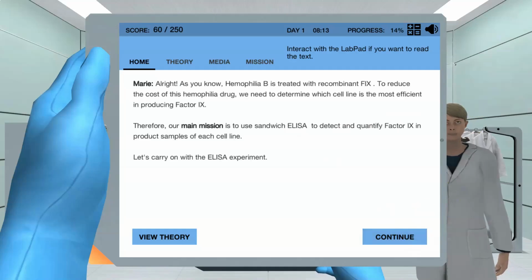Alright, as you know, hemophilia B is treated with recombinant factor IX. To reduce the cost of this hemophilia drug, we need to determine which cell line is the most efficient in producing factor IX. Therefore, our main mission is to use Sandwich ELISA to detect and quantify factor IX product samples of each cell line. Let's carry on with the ELISA experiment.